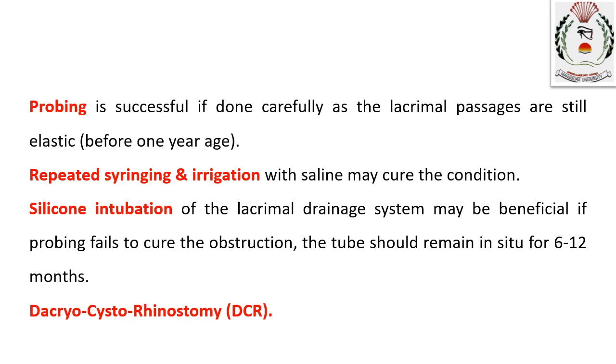If all these measures have failed, we can go for surgical treatment by 2 types of surgery, either silicone intubation or dacryocystorhinostomy. Silicone intubation of the lacrimal drainage system: if the probing failed to cure the obstruction, we put a silicone tube in the lacrimal passage to maintain it patent, and the tube should remain in its position for 6 to 12 months. If this failed, we may need dacryocystorhinostomy operation to overcome these obstacles.